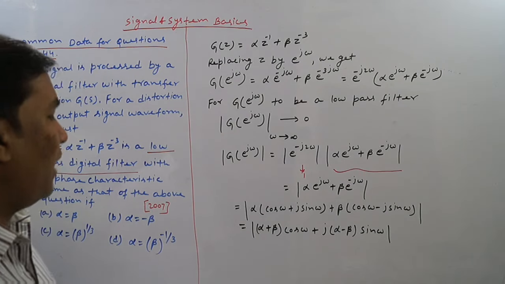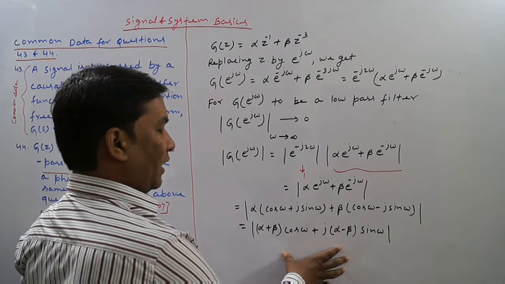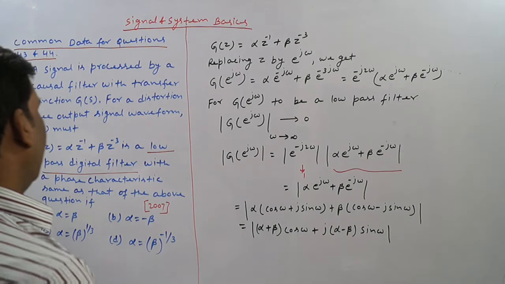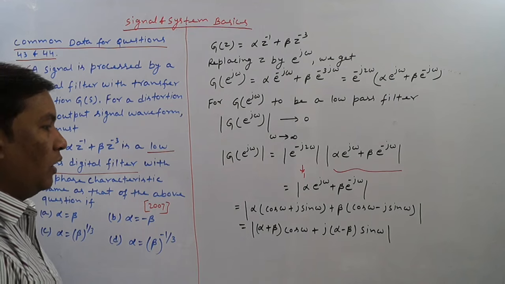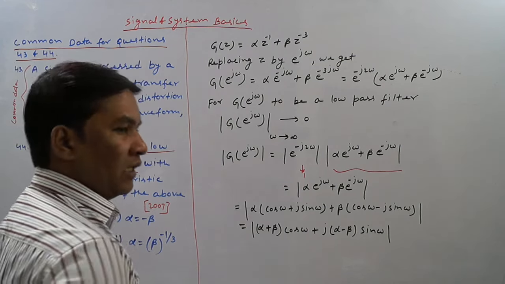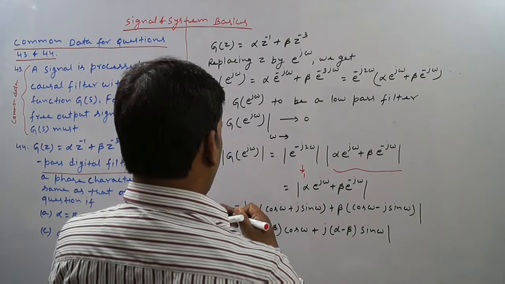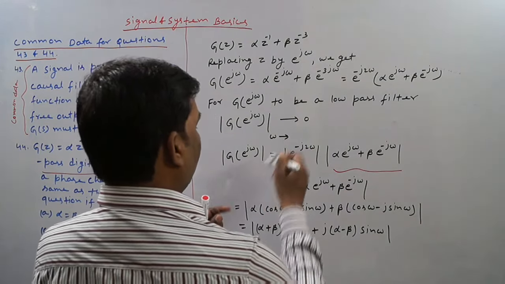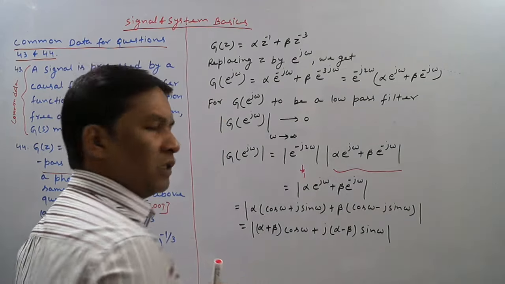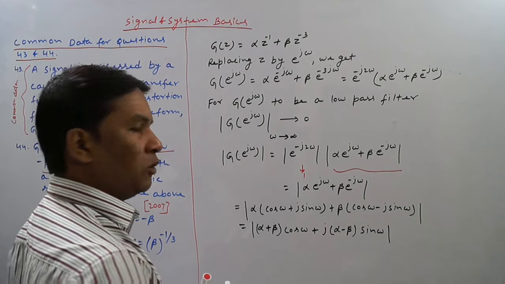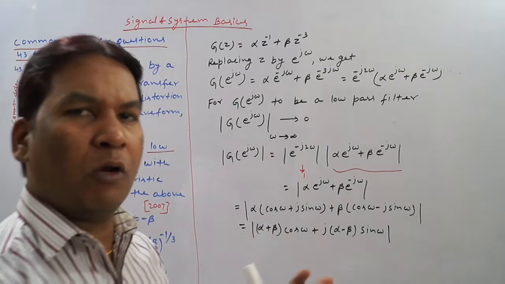Now suppose omega tends to infinity. Here it is given that this is a low pass filter. So if this is a low pass filter, this only means that if omega tends to infinity, then it must tend to 0, and the other characteristic is it must allow all the low frequencies.